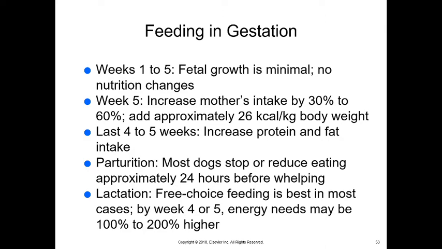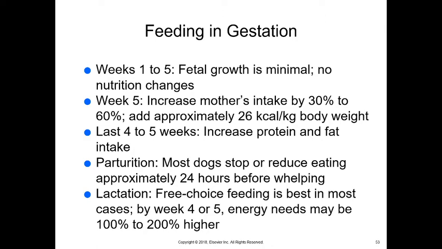However, at week 5, you want to start increasing the mother's intake by 30 to 60% and add approximately 26 calories per kilogram of body weight. This lasts for about 4 weeks, along with increased fat intake, and also some increased calcium. Generally what we do is we put them on a puppy food because that has the right amount to create puppies.